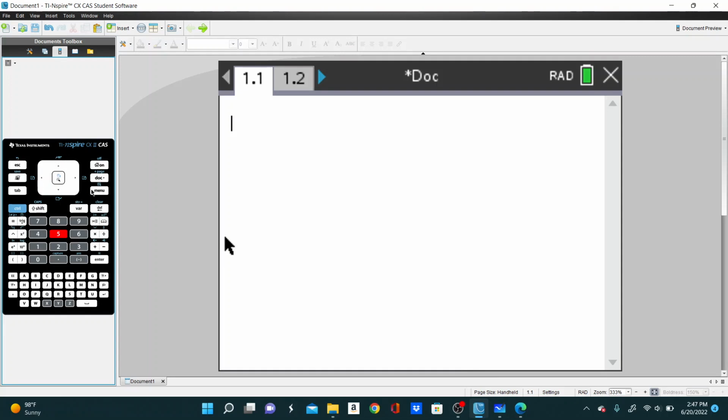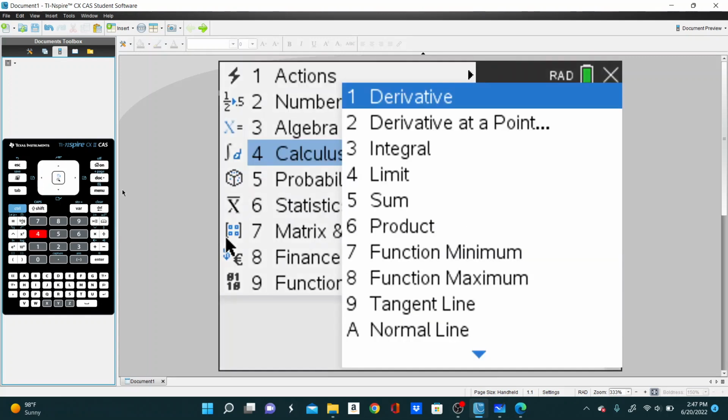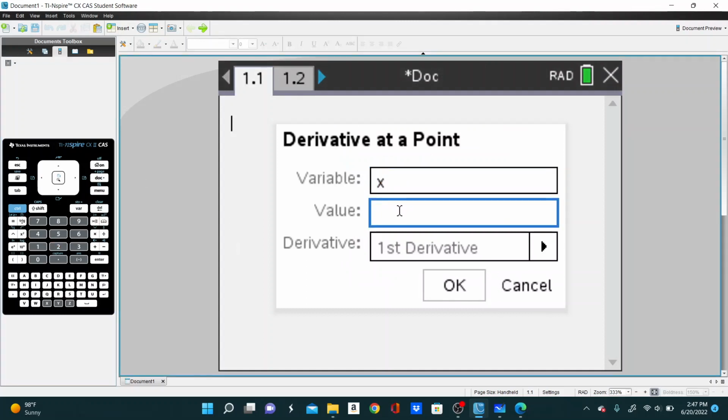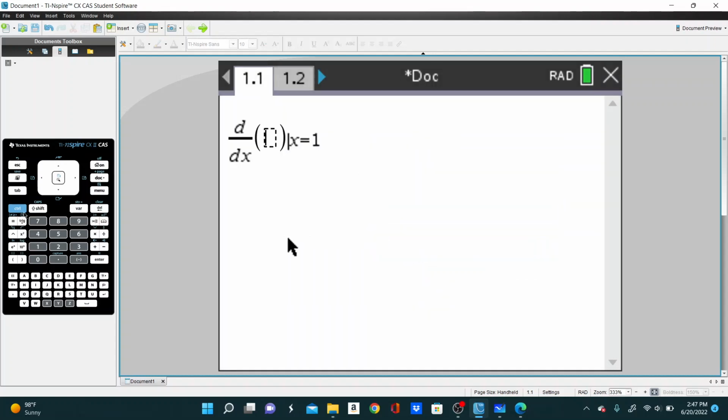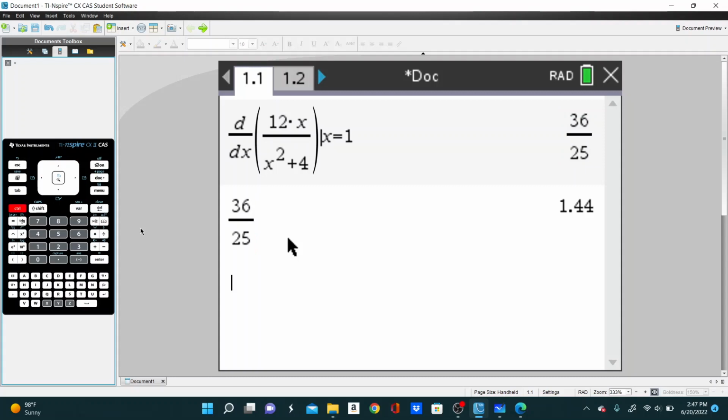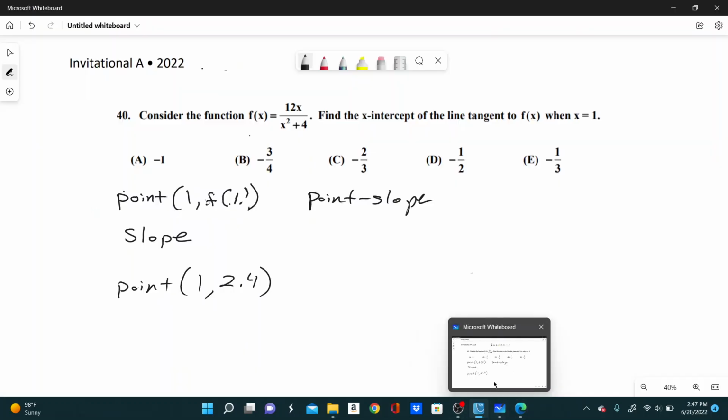So go to your calculator, and then go to Menu, for Derivative at a Point. So our variable is x, we're plugging in x equals 1, and yes, we're using the first derivative because we're finding slope. So our equation is 12x over x squared plus 4. And so we get a slope of 1.44. So we get a slope that is equal to 1.44.